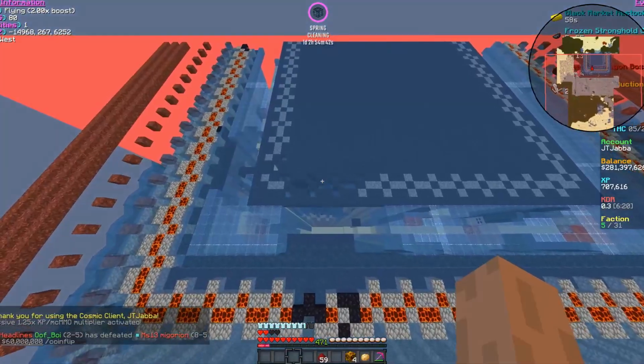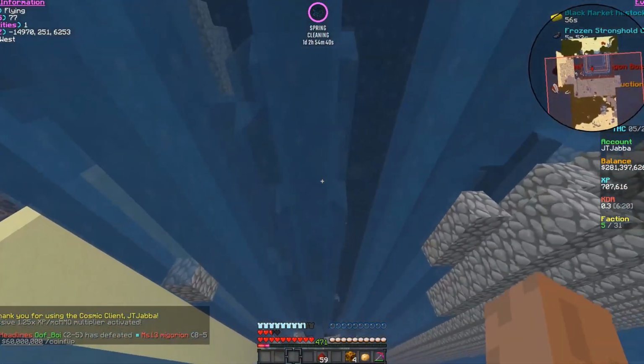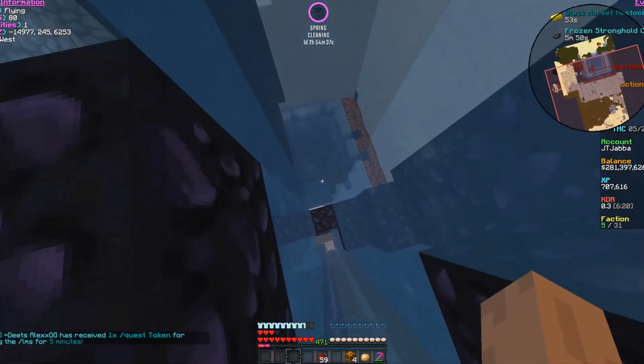Here's an actual example on a live server of a base that we've used this exact same cannon on. As you can see, it's rather effective.